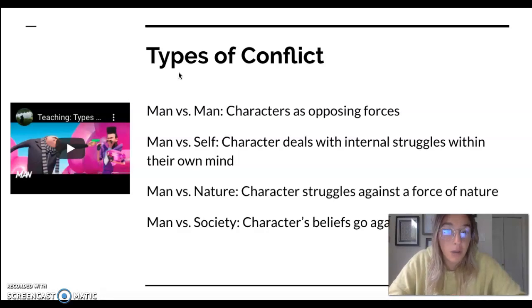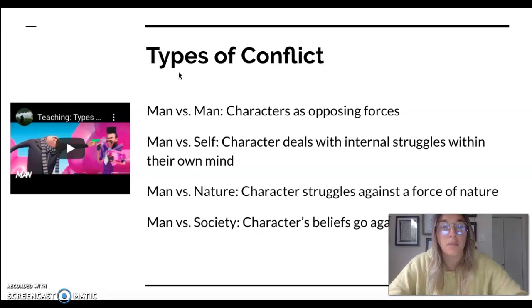Next, man versus self. If you have ever had a conflict within yourself where maybe you have to make a decision and you're not sure what to go with, so you kind of feel like you have two conflicting parts of your brain, that is what man versus self is. So it's when a character deals with internal struggles within their own mind.